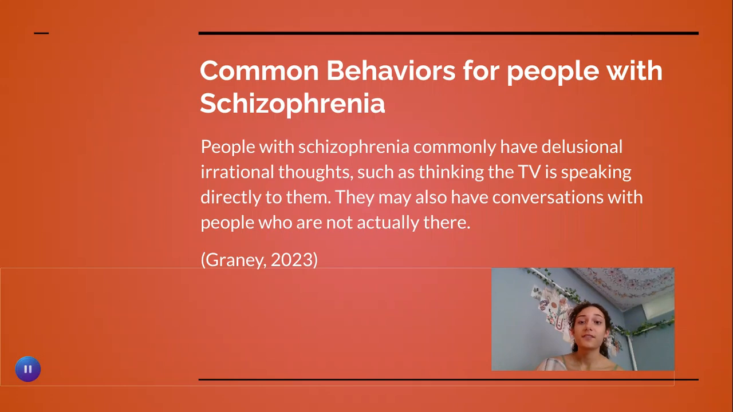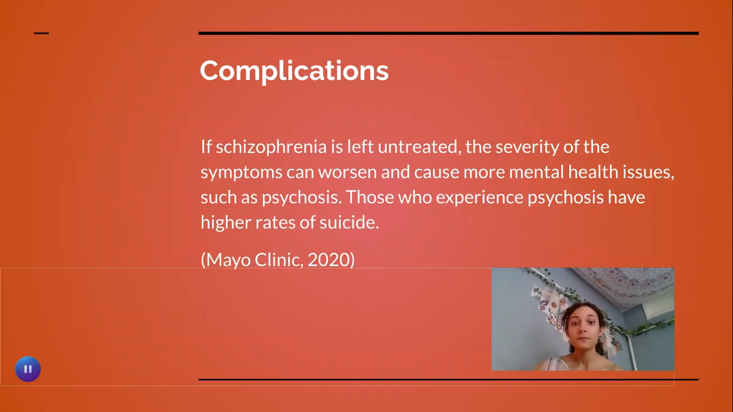The common behaviors for people with schizophrenia include delusional, irrational thoughts, such as thinking the TV is speaking directly to them. They may also have conversations with people who are not actually there. If schizophrenia is left untreated, the severity of the symptoms can worsen and cause more mental health issues, such as psychosis. Those who experience psychosis have higher rates of suicide.